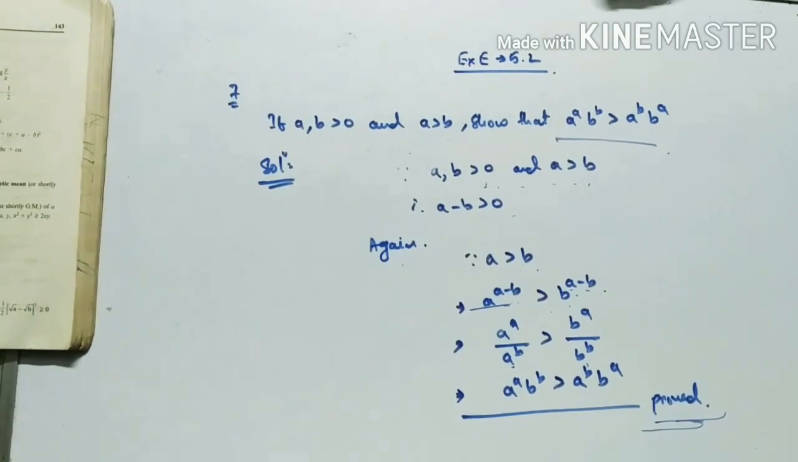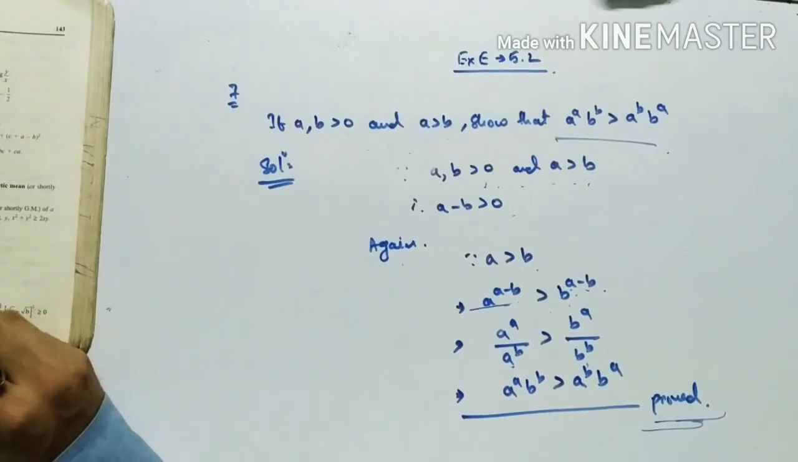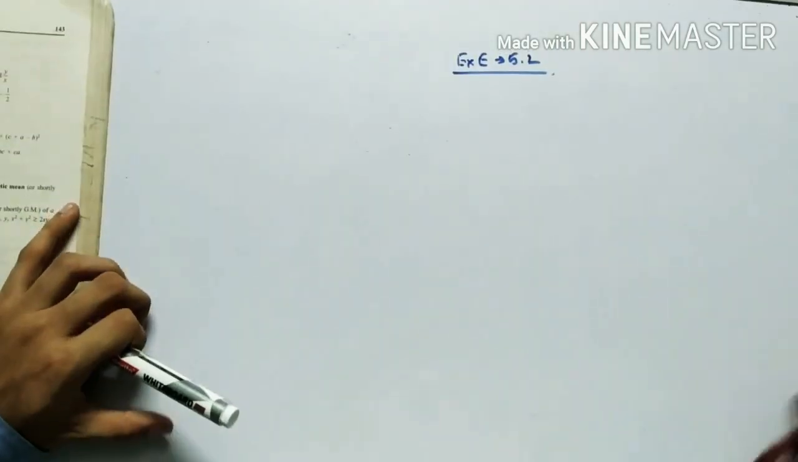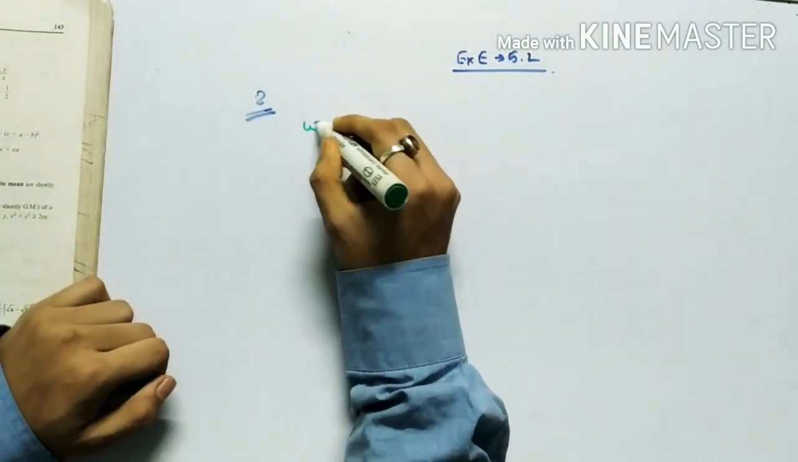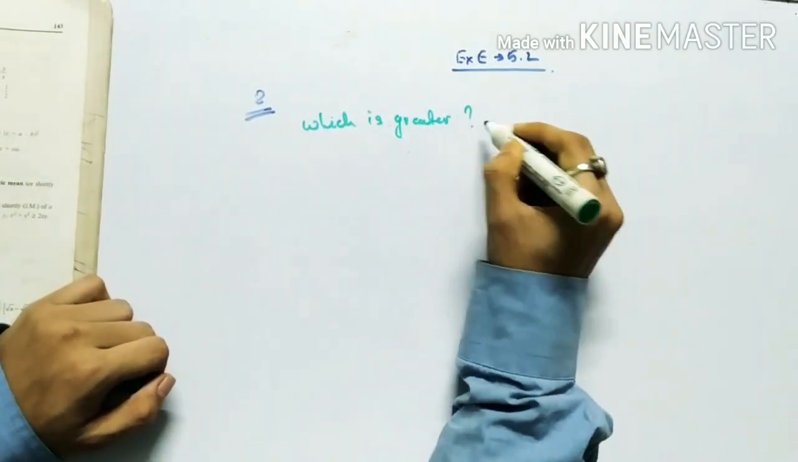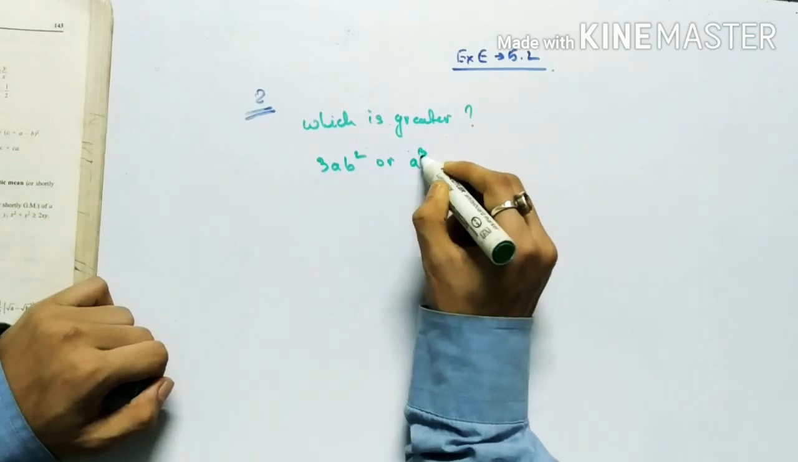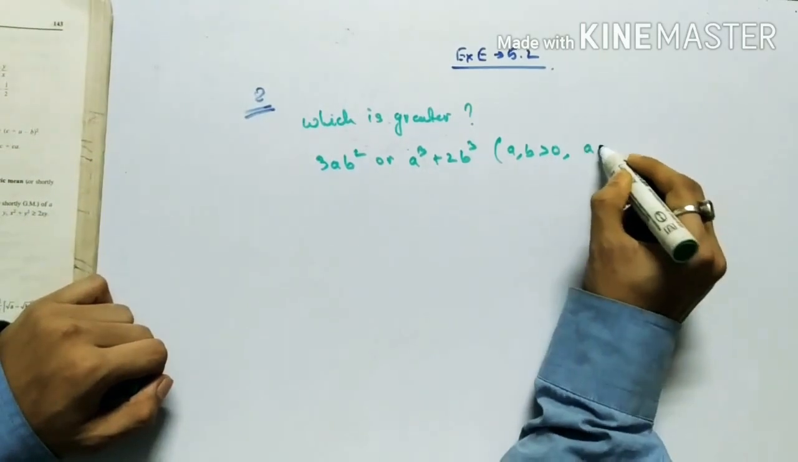Next I will go to question number 8. Question number 8: which is greater, 3ab square or a cube plus twice b cube, where a, b greater than 0 and a not equal to b.